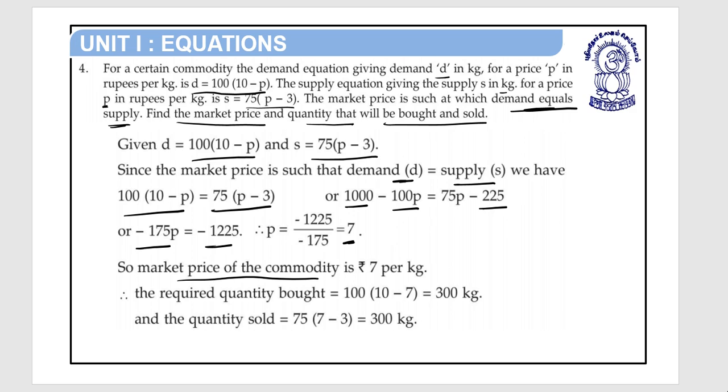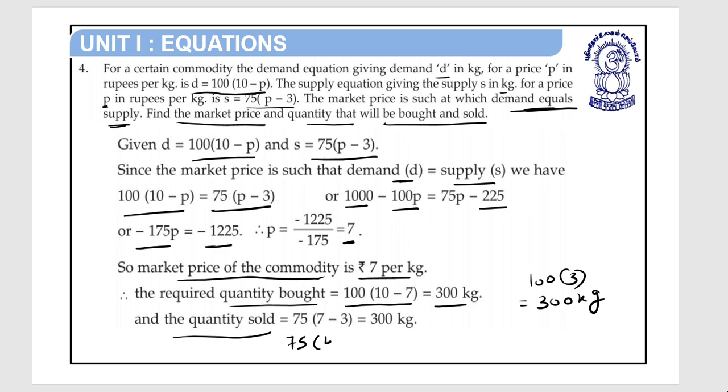So the market price of the commodity is rupees 7 per kg. For the required quantity bought, put the value P is equal to 7 into the equation. So 100 into 10 minus 7 is equal to 100 into 3, which is 300 kg. The quantity sold, S, from the supply equation is 75 into P minus 3. So 75 into 7 minus 3, which means 4, is 300 kg.